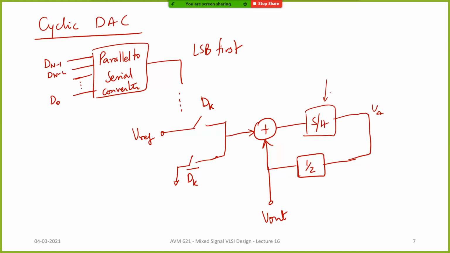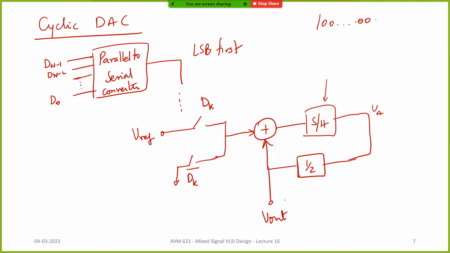So is it clear how the cyclic DAC works? Every bit is either Vref or ground, and once you sample it, you divide it by half before you add with the next bit. So even the final value will be divided by half. If you have, let's say, 1 and all zeros, what will happen? You'll have 0 circulating around, and then finally 1, it will be Vref, and then you'll divide it by 2, and then you finally get the output.